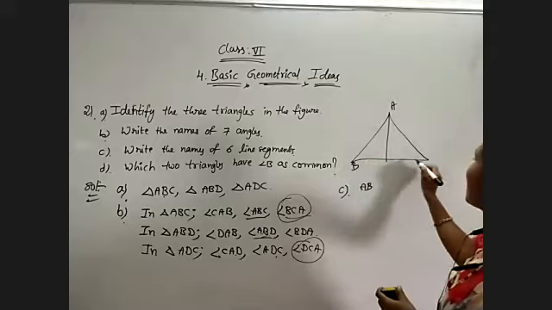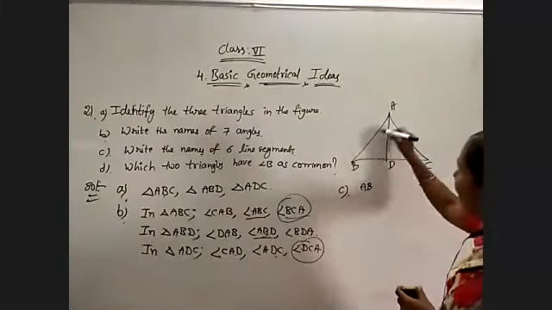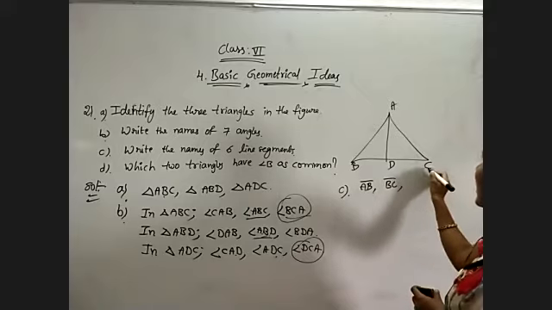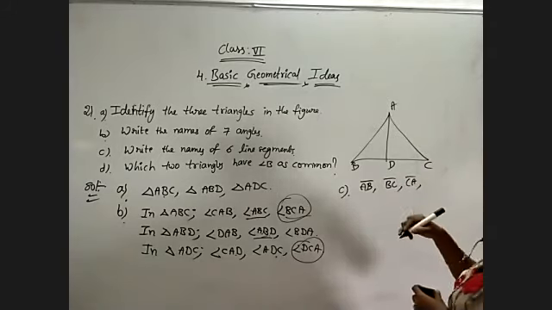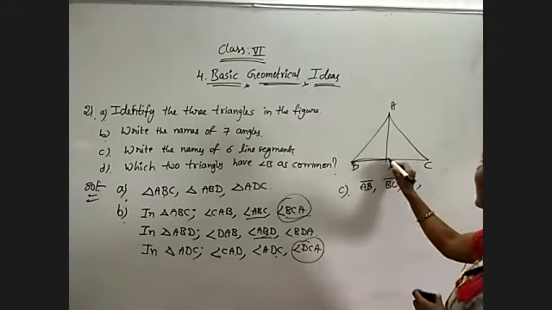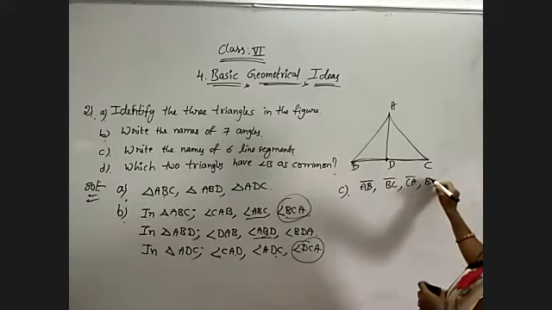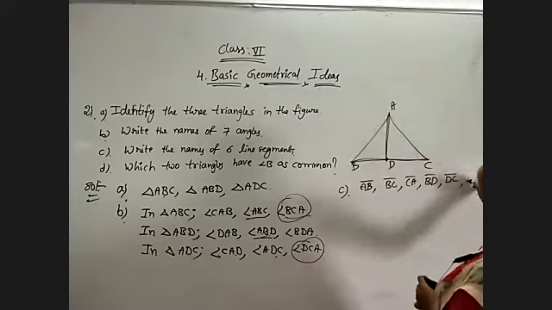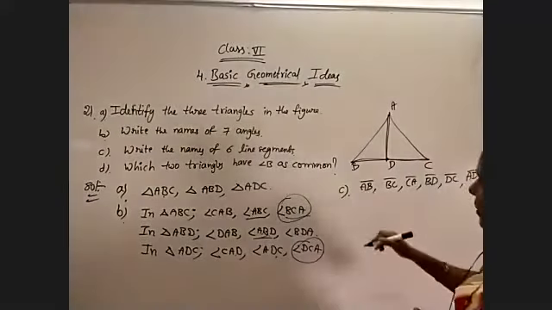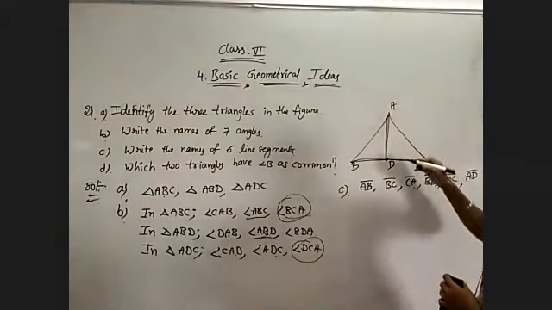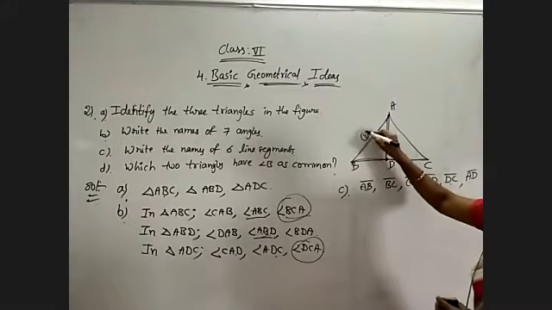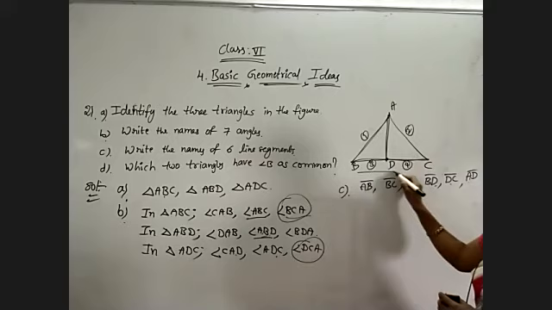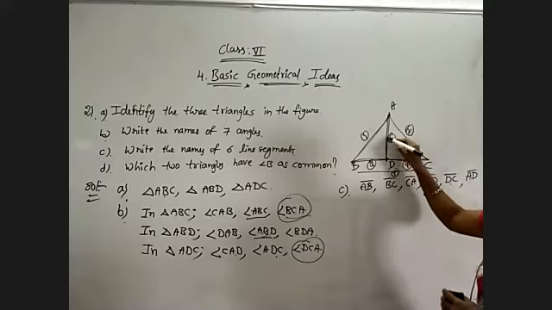A, B, C, D. AB is one of the line segments. BC and CA, otherwise AC. Now BD, DC, and AD. Total how many line segments do we have? 1, 2, 3, 4, 5, 6. This is 1, and 2, 3, 4, and completely 5, and this one is 6.